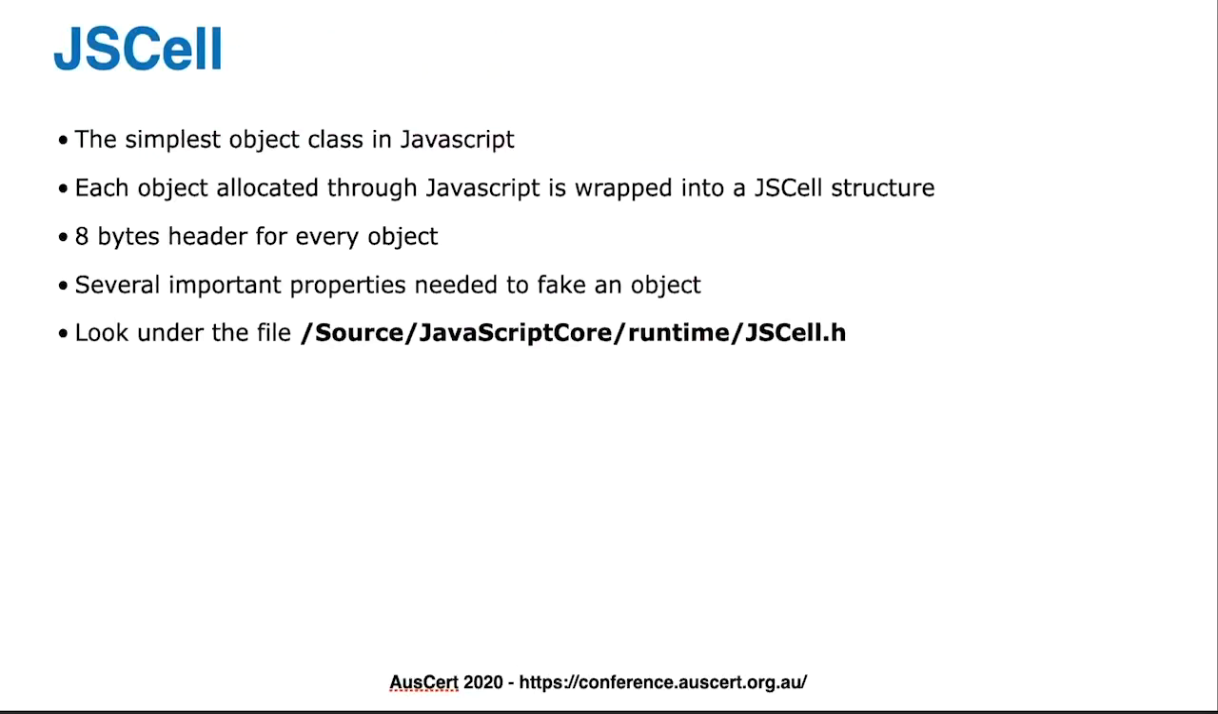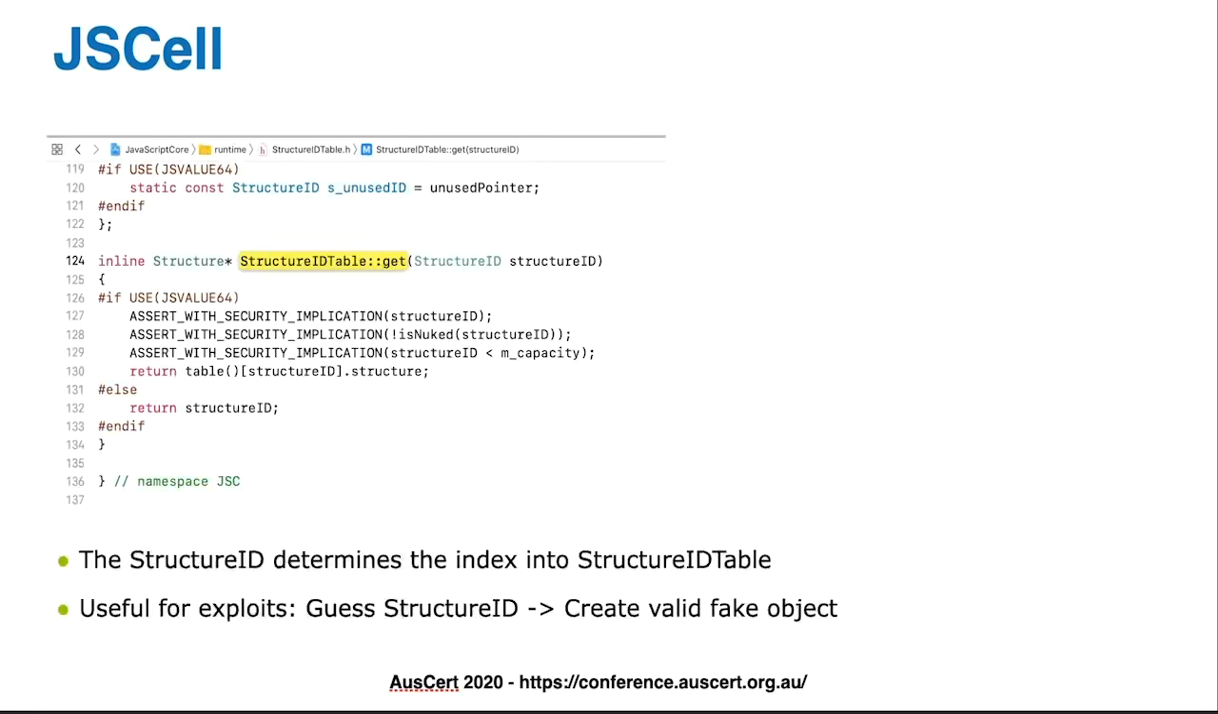Now, what is JSCell? JSCell is the simplest object class in JavaScript. Each object which is allocated through JavaScript is actually wrapped into a JSCell structure. There is an 8 byte header for every object that denotes several properties about the object. Why this is important from an exploitation point of view is that whenever you want to fake an object in JavaScript, you need to add valid headers, right? One of the important things in the JSCell header is the structure ID, which is an index into a structure ID table. Whenever you want to fake an object, you need to guess a valid structure ID, and without guessing that valid structure ID, you will not be able to create a fake object.